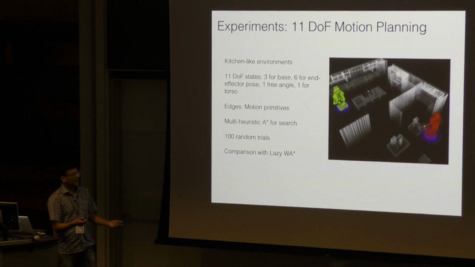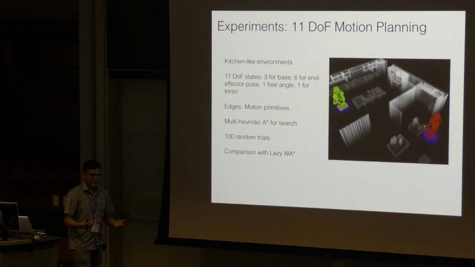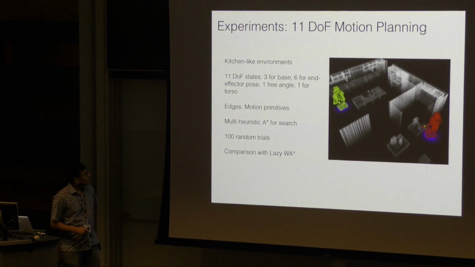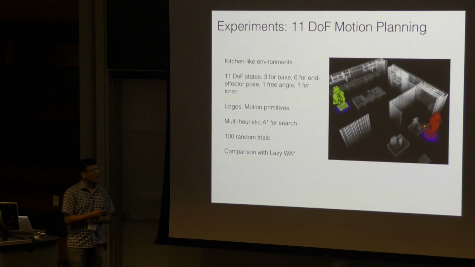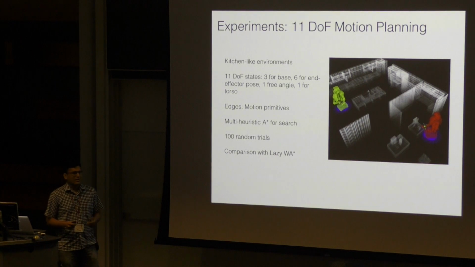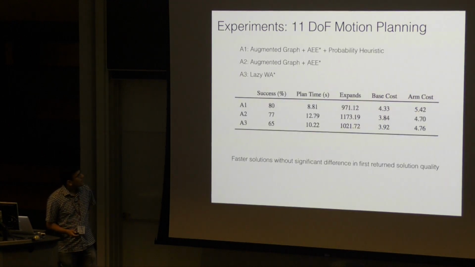So the first experiment is on the Levendorf motion planning for the PR2 robot. So these 11 degrees are made up of 3 for the base, x, y, and orientation, 6 for the end effector of the robot, 1 free angle, 1 for the torso. And as I mentioned before, the edges in the graph correspond to small motions the robot can execute. So we compare with a lazy weighted A-star algorithm on 100 different random start goal pairs, and we use the MHA star search for both of those approaches. So in this table, I'm showing you a comparison of 2 variants of our algorithm, A1 and A2, with the lazy weighted A star.